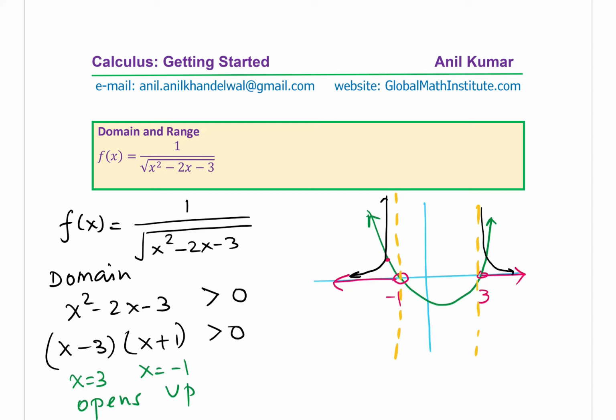So clearly we can write the domain and the range from the sketch itself, right? So let me write down the domain first. What is the domain? All real numbers except.